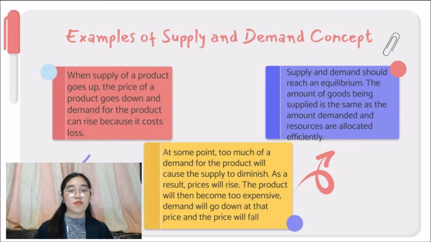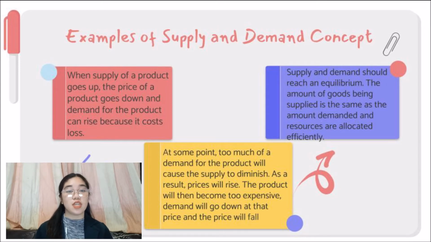I have examples here of supply and demand concepts. First, when the supply of a product goes up, the price of the product goes down, and demand for the product can rise because it costs less. At some point, too much demand for the product will cause the supply to diminish. As a result, prices will rise. The product will then become too expensive. Demand will go down at that price and the price will fall.